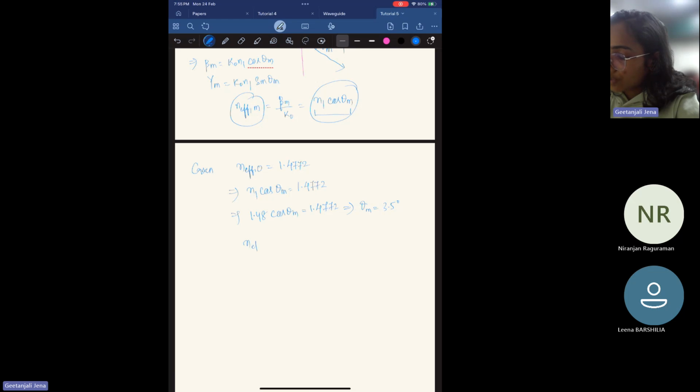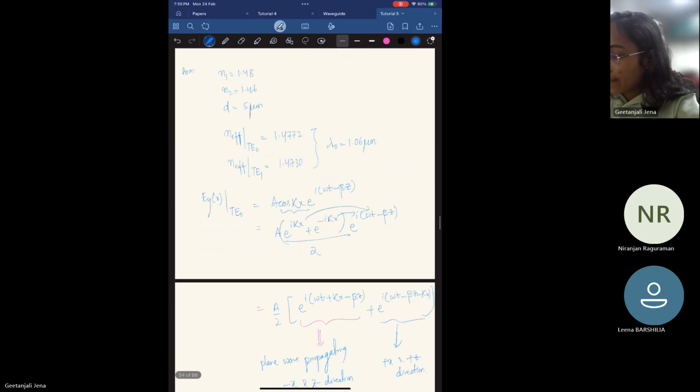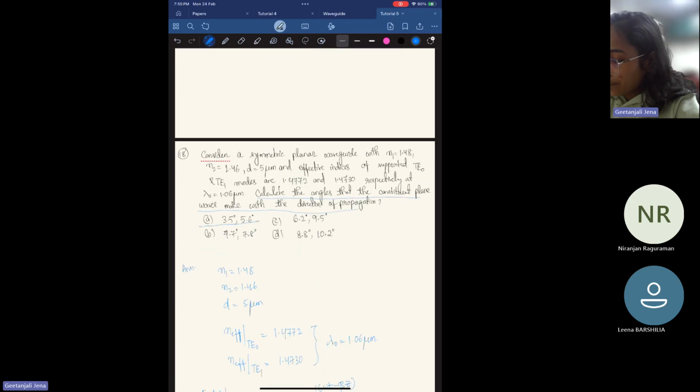Similarly for the next mode, which is 1.4730, cos theta m will be 1.4730 over 1.48. So theta m, you will get 5.6 degree. So 3.5 and 5.6 degree. So we got option A. Okay, so this is how you can relate the effective index of a mode with the angle of propagation.